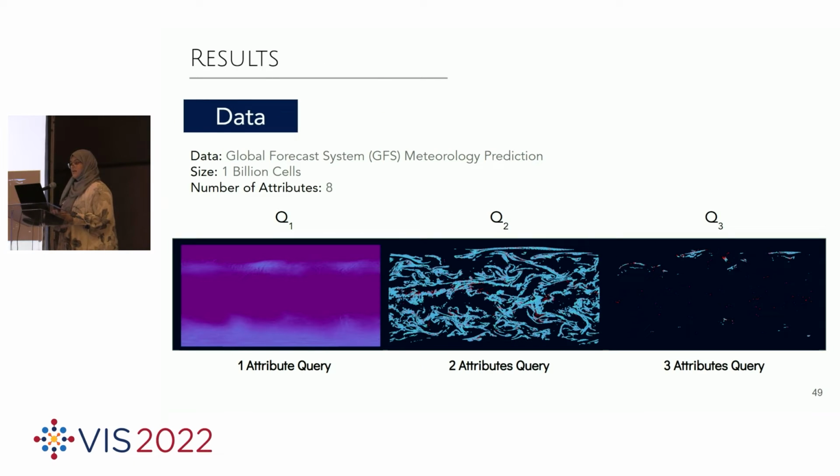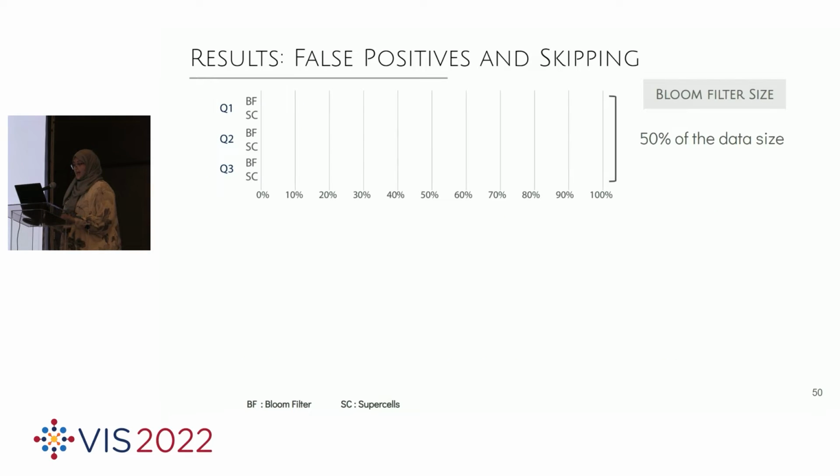So to demonstrate the performance, we are using here a GFS meteorology prediction data that is made of 1 billion cells and 8 attributes each. And we are testing it using 3 distinct queries with different dimensionality ranging from 1 to 3. And the first test here is using a Bloom filter size of 50% of the data size.